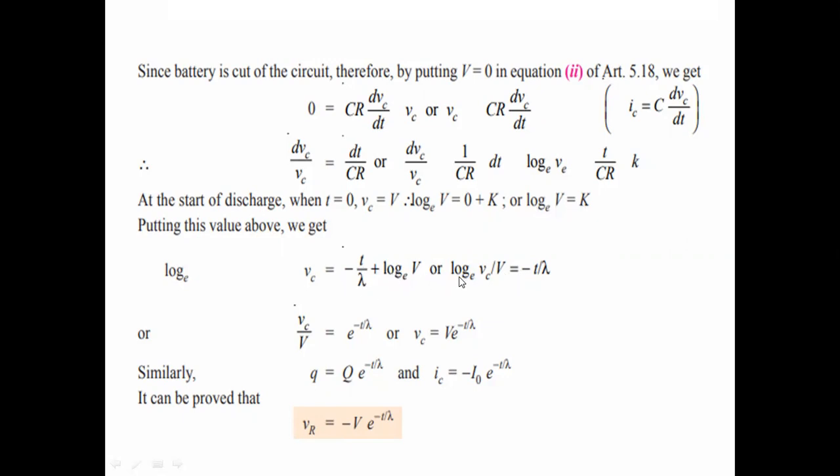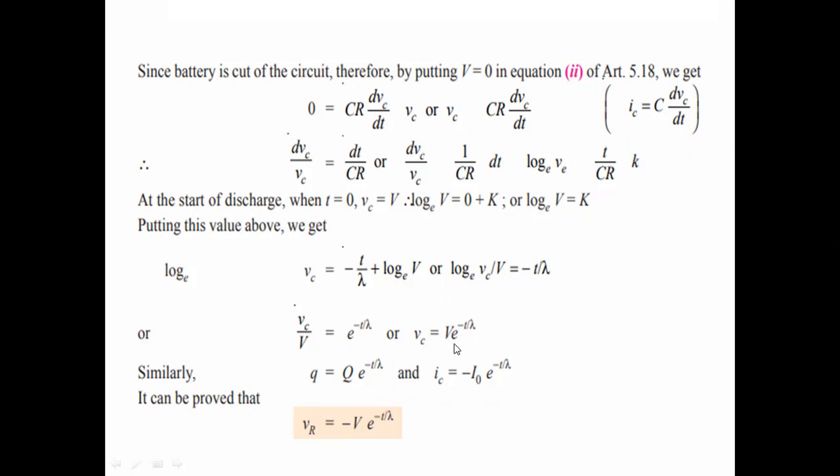From this, log_e of V comes to the left side, and it produces log of A minus log B, that is log of A by B, equal to minus t by lambda. By bringing this log to this side, we get the exponential term: exponential of minus t by lambda, Vc by V. From that, Vc is equal to V into e power of minus t by lambda.